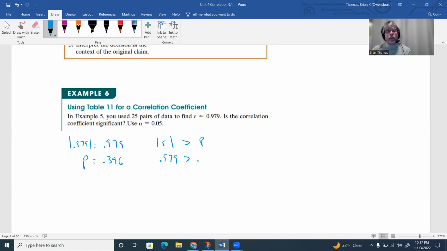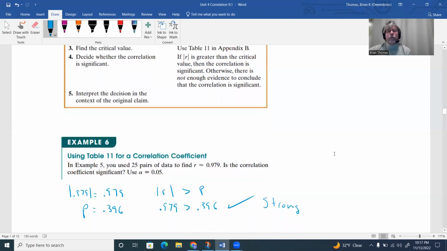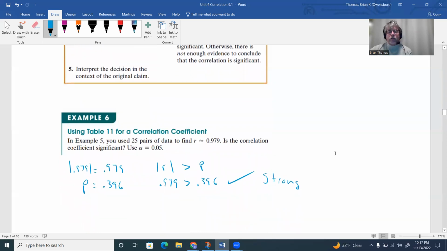Is that greater than 0.396? If that's true, then there is a strong claim here that this is a strong linear relationship. So that means the correlation is significant. So this means we have a strong, in this case, strong positive linear relationship, linear correlation. So we kind of pick up on that.